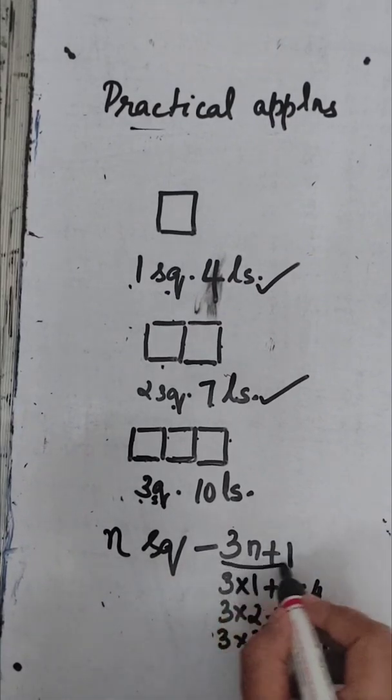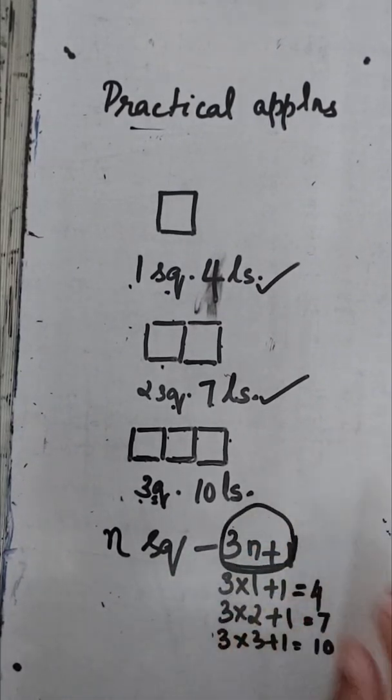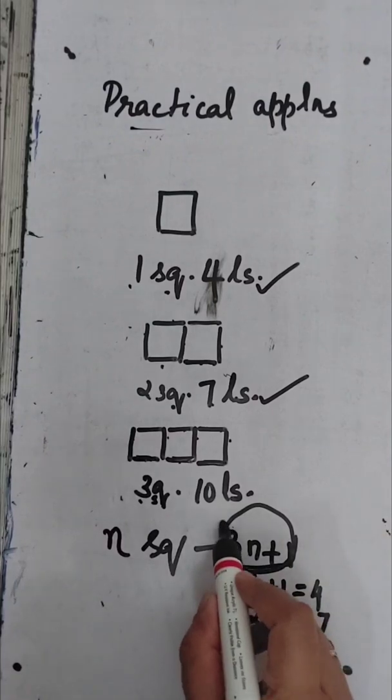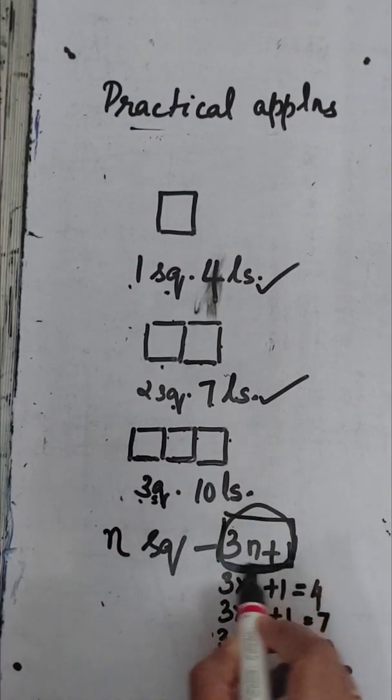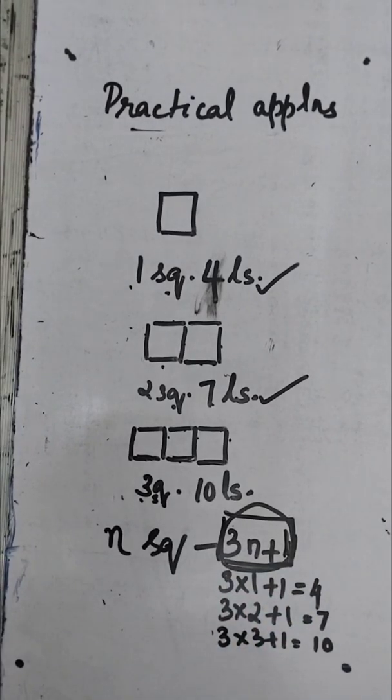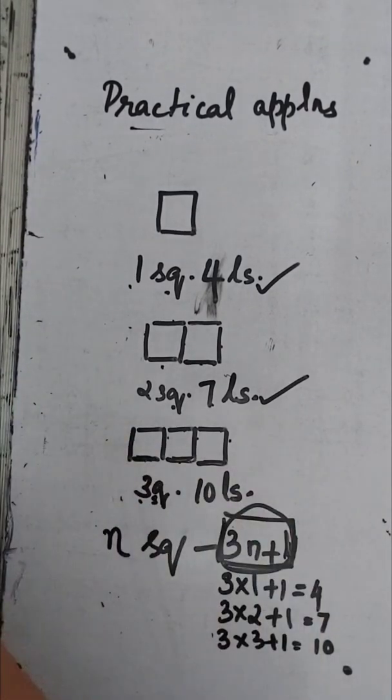Okay, this 3n plus 1 you can find only through trial and error method. So you have to think a bit and find the formula. So this is also an algebraic expression, right? 3n plus 1 is also an algebraic expression. Now hope you all understood this.